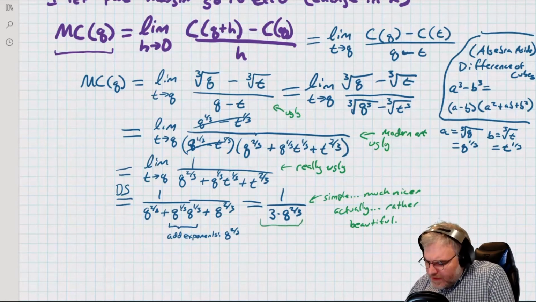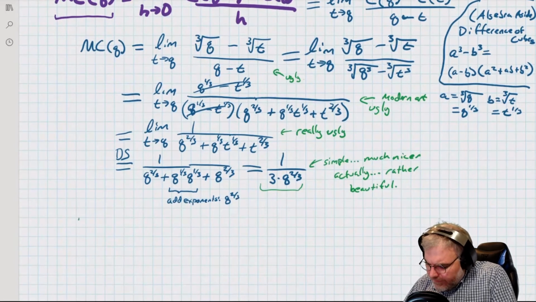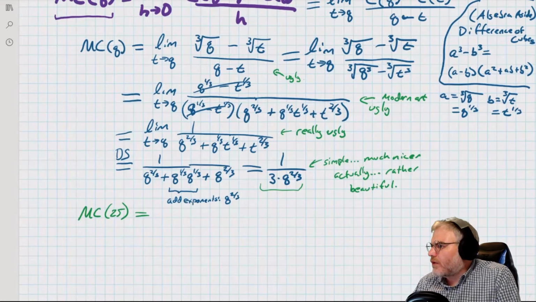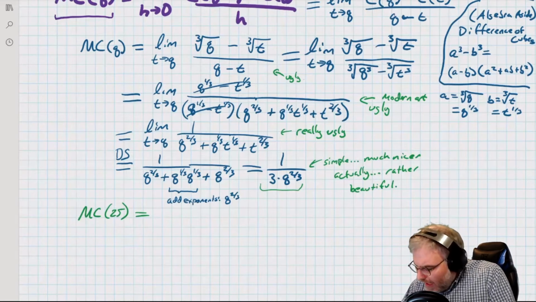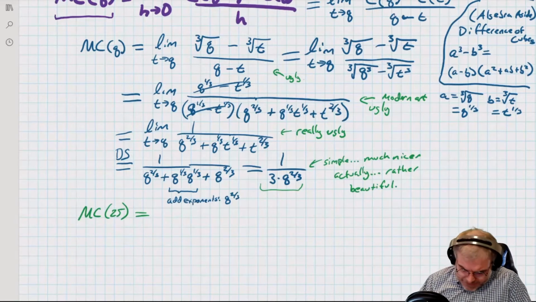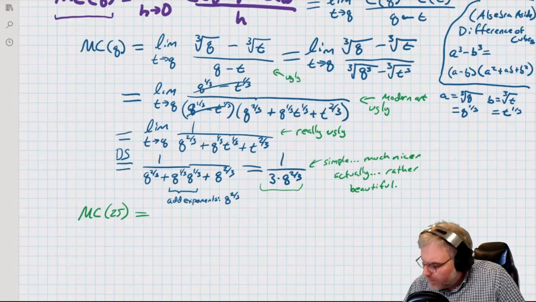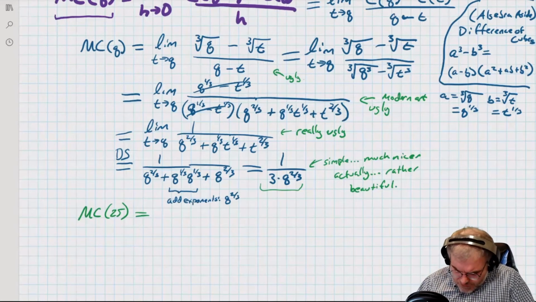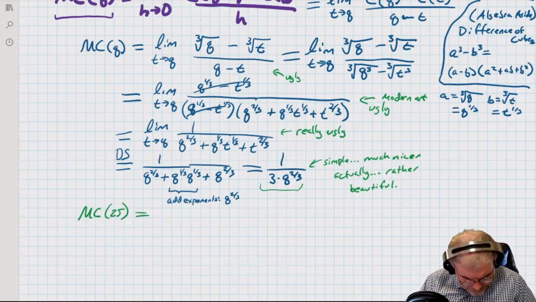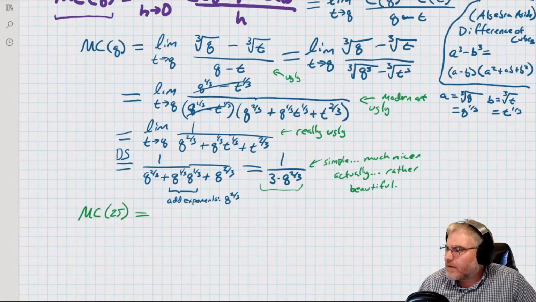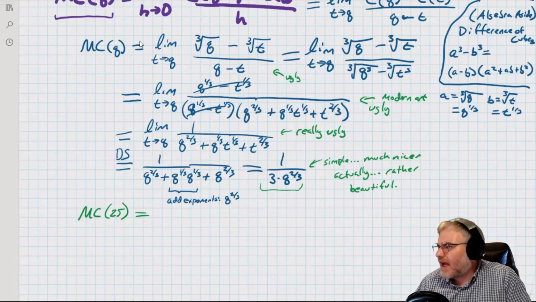So if I throw in, let's do marginal cost of 25 again. All right, let's throw that one into our old Google. But now I've got a much simpler expression. So now my expression is 1 divided by the quantity 3 times 25 to the 2 over 3. And that might not look a lot nicer, but it is. And I wind up with something that looks like this.